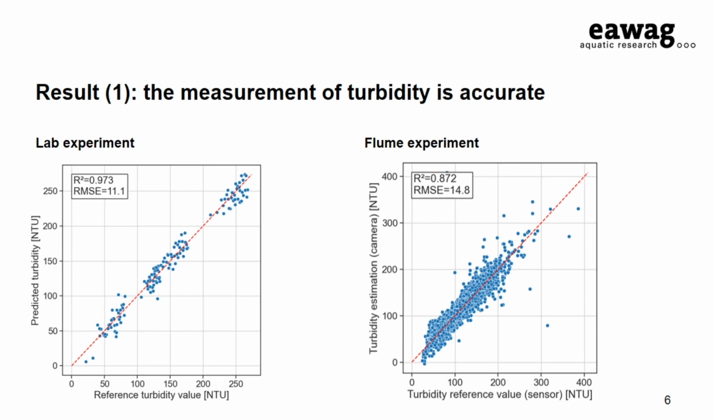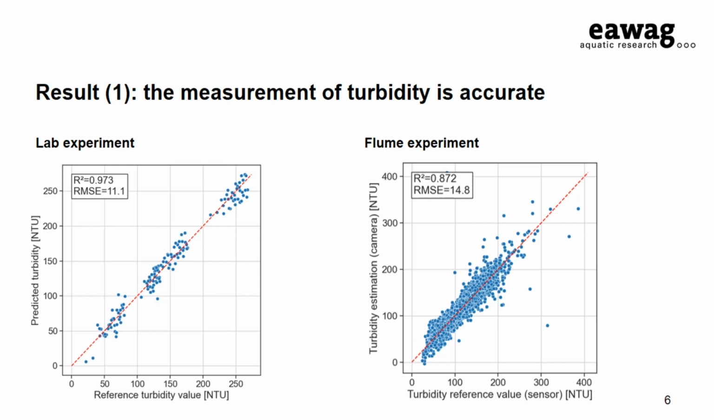Let's start with turbidity. On your screen you can see on the left side the measurement of turbidity from the lab experiment, and on the right side the measurement from the flume experiment. In the x-axis of the graphs you always see the reference turbidity values, which means that they are the values measured with conventional sensors. And on the y-axis of the graph, you actually see the predicted turbidity obtained with the models I trained with the pictures. So basically, you can see on this graph a comparison between the prediction of the camera models and the reference measurements. And the closer the points are to the red line, the more accurate the sensor is.